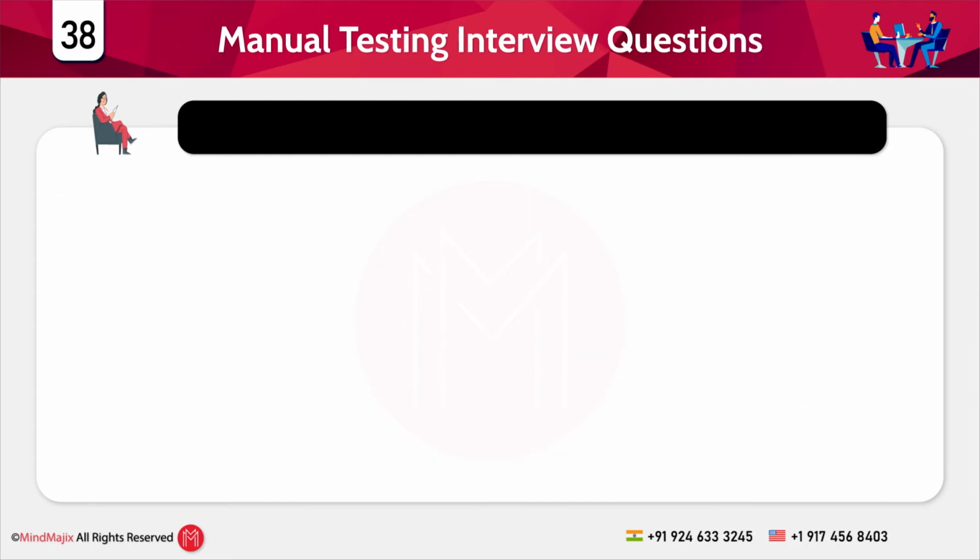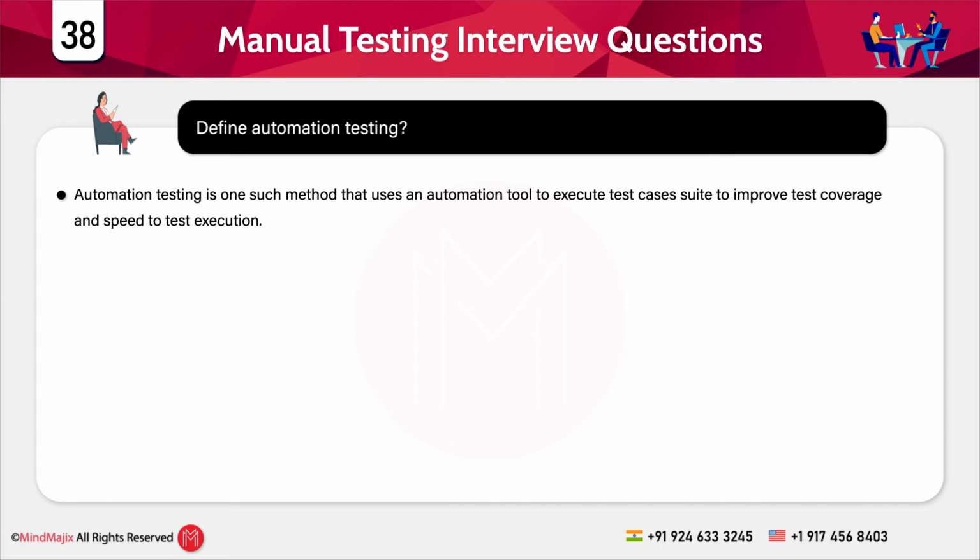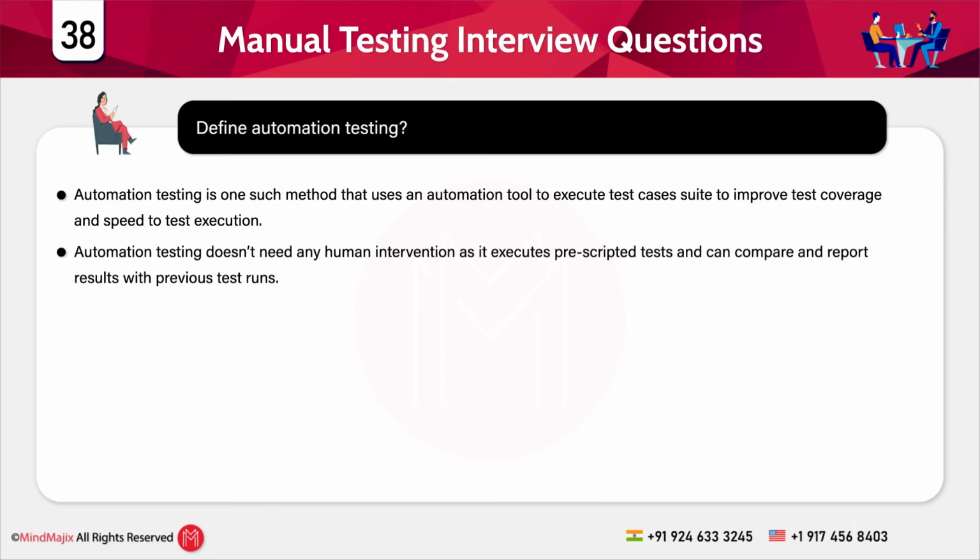The next question is, define automation testing. Automation testing is one such method that uses automation tools to execute the test case suite to improve test coverage and speed up the test execution process. Automation testing doesn't need any human intervention as it executes pre-scripted tests, and it can compare and report the results with the previous test runs.